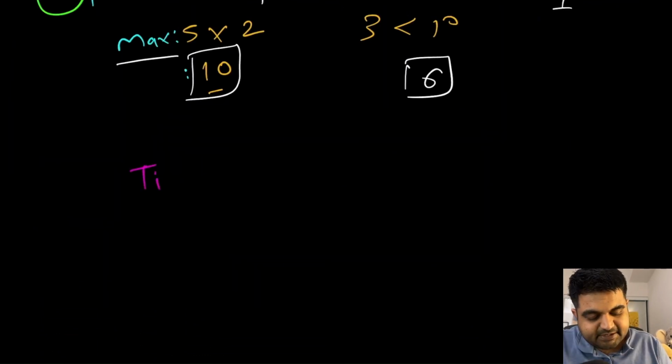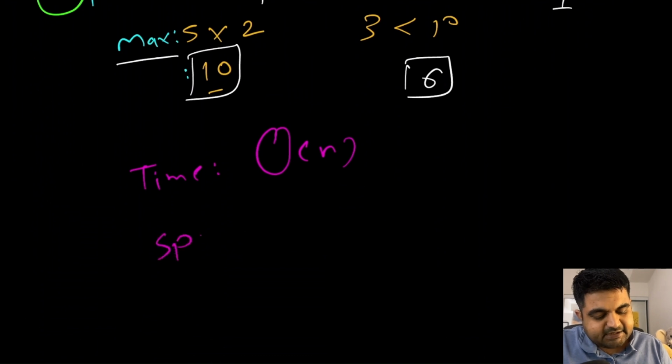Now if we see time and space complexity, in this case the time complexity is going to be big O of n, and the space complexity is also going to be big O of n.